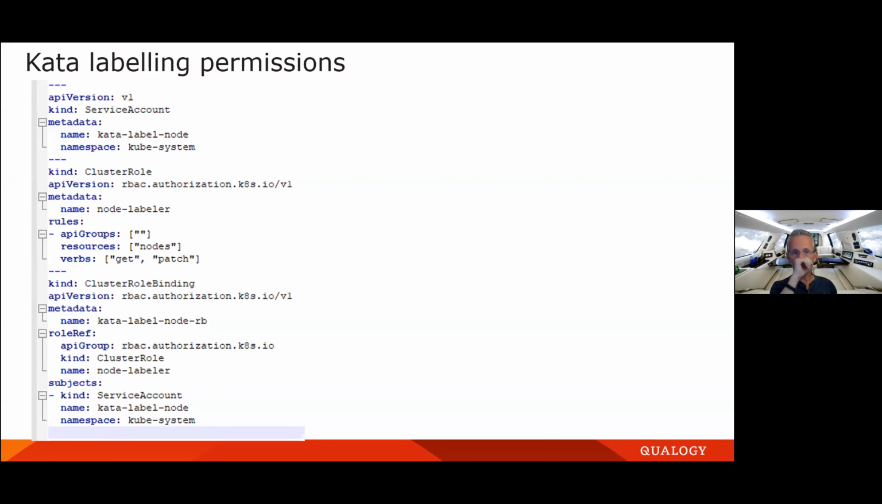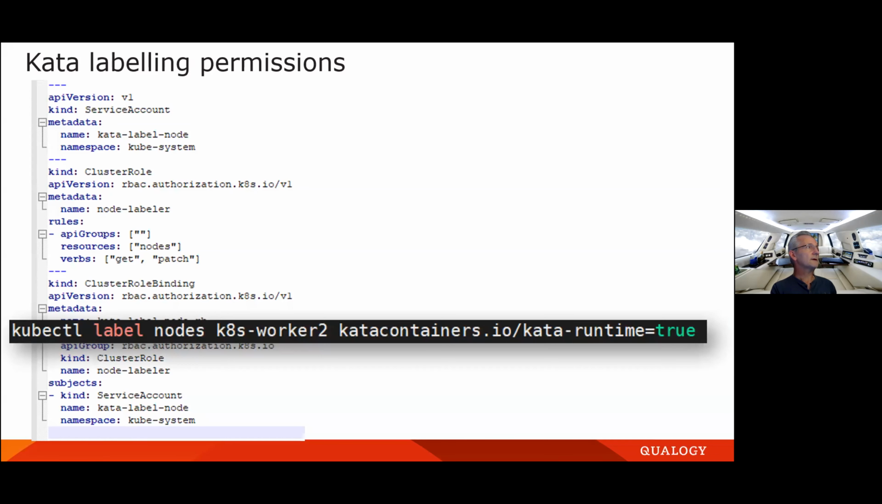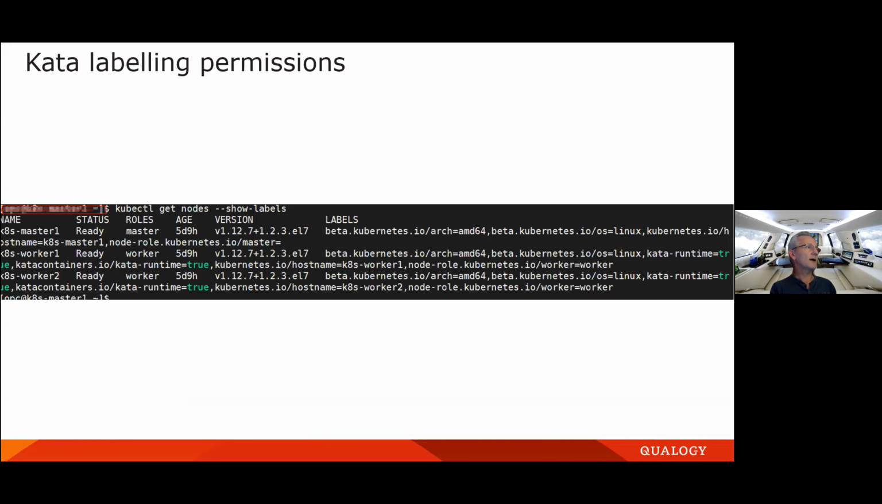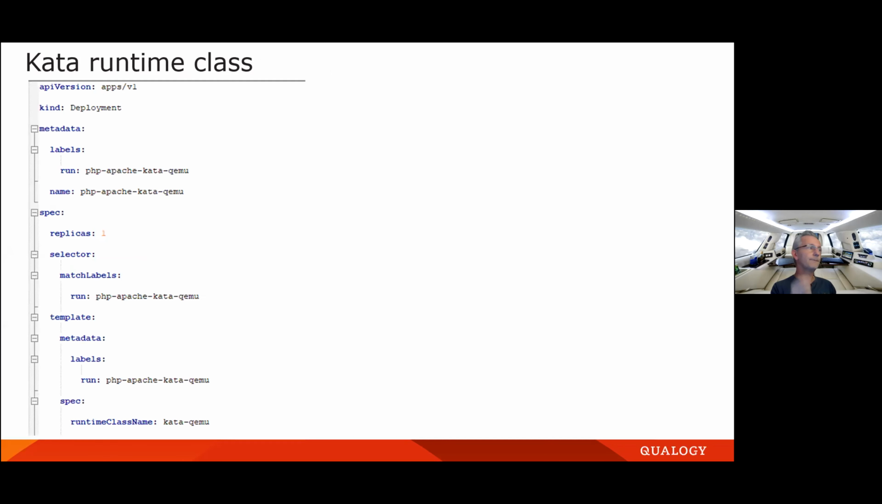So here you have an example of a YAML file to implement your Kata runtime class. And this permission to label pods for specific nodes, you have to apply in this YAML file. On top of that, you have to label your nodes to make use of this Kata runtime. I will show this in a demo later on, so you can look at that. There you can do a kubectl command to show the labels of your nodes, and you can see two of the nodes are labeled as Kata runtime.